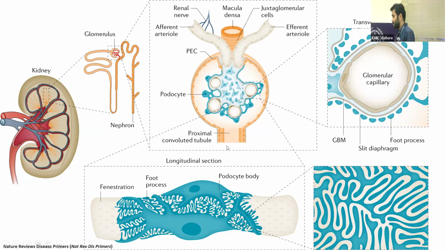This is the longitudinal section of the single capillary loop. On the outside you can see the podocytes. They entirely cover the outer surface of the glomerular capillaries. It is not a single podocyte. There are multiple podocytes which extend their foot processes, which interdigitate. They form like this.